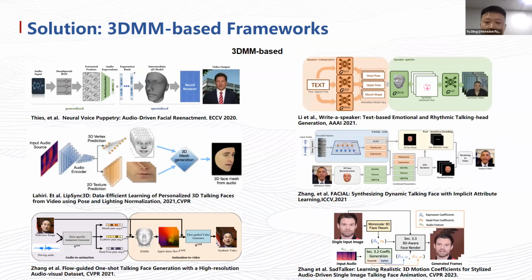And the second framework is based on the 3D face model. The basic idea behind these papers is that the 3DMM-based frameworks allow us to obtain expression animation parameters that are independent of identity information, and then use these parameters to generate videos of specific individuals.